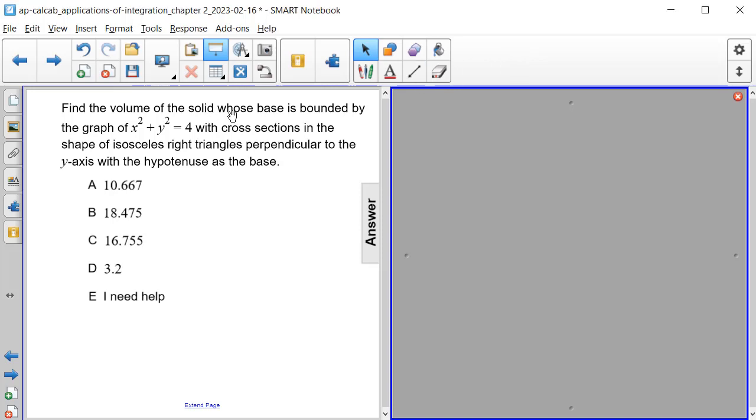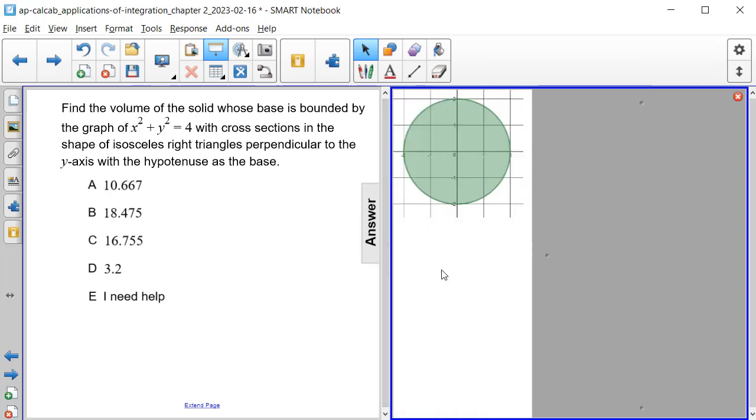Find the volume of the solid whose base is bounded by the graph of x squared plus y squared equals 4, with cross-sections in the shape of isosceles right triangles that are perpendicular to the y-axis with the hypotenuse as the base. All right, so we know that x squared plus y squared equals 4 is a circle when drawn in the xy coordinate plane.